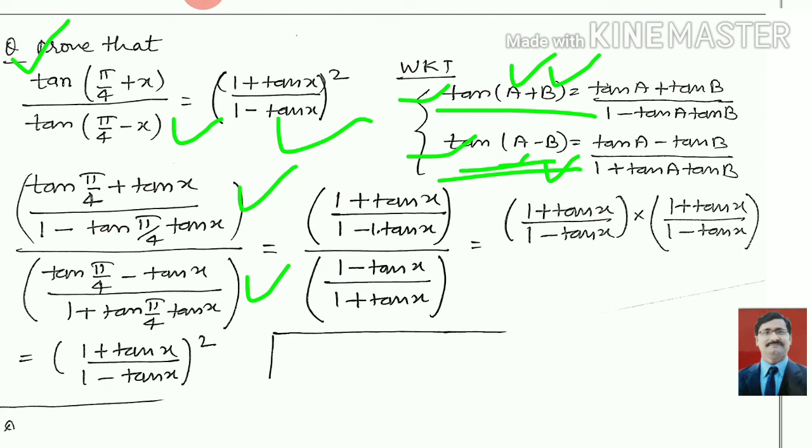Look, tan pi/4 is 1, and so you can write this as (1 + tan x) upon (1 - tan x), and here it will also be (1 - tan x) upon (1 + tan x). Now this you will take above, means you have to do the reciprocal. So (1 + tan x) upon (1 - tan x) into (1 + tan x) upon (1 - tan x). You will do the multiplication, so means whole square you will get. Now this ((1 + tan x) upon (1 - tan x)) whole square, you get that only on the right hand side. So this is our answer.